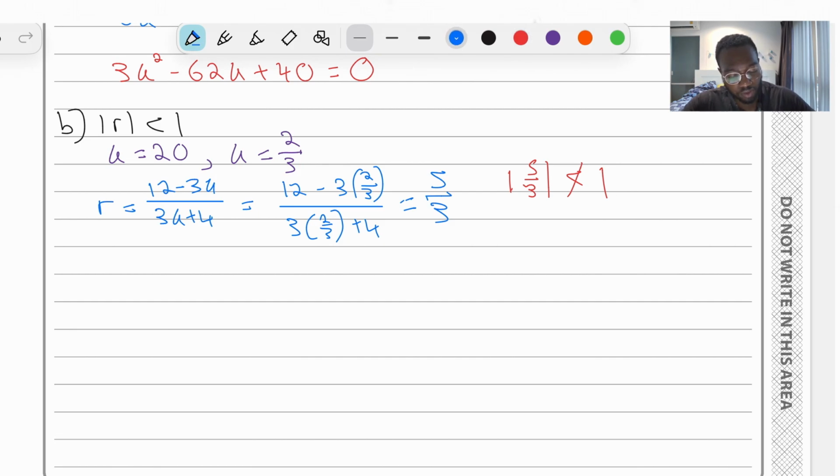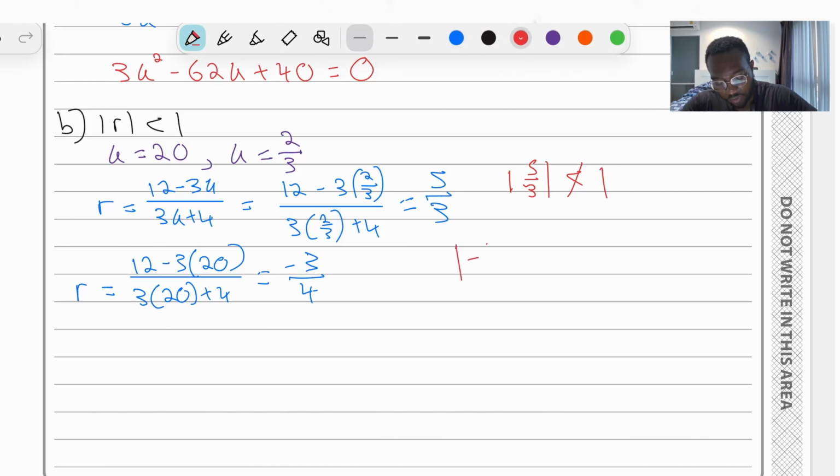Now, let's do the same thing with our 20. If we do r is equal to 12 minus 3 times 20 over 3 times 20 plus 4, if you work this out, you get minus 3 over 4. And the absolute value of minus 3 over 4, well, that is just 3 over 4, that is less than 1. Therefore, we need to use k is equal to 20 for this.